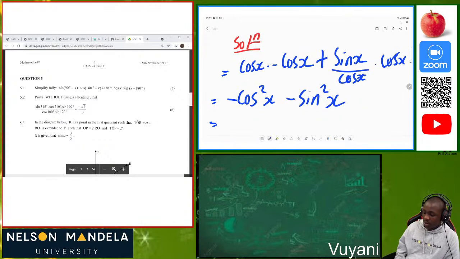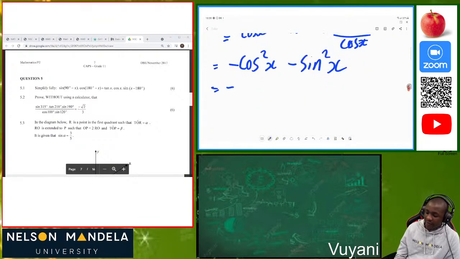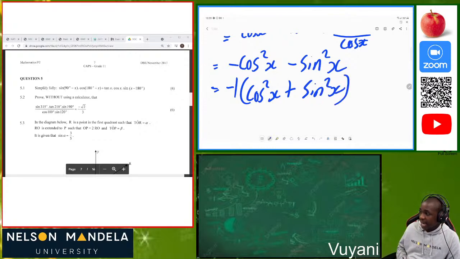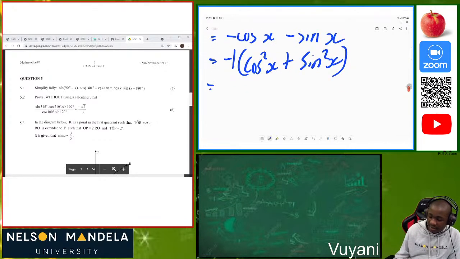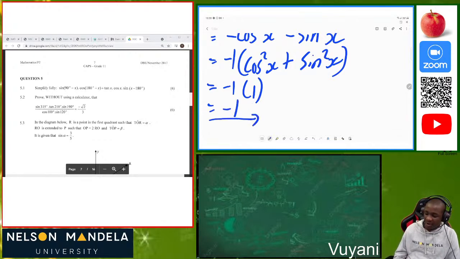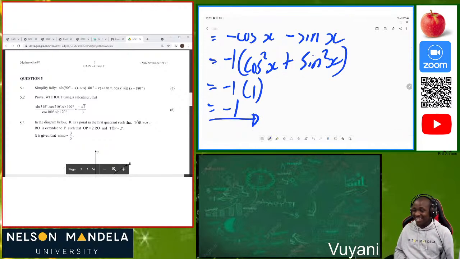Then now the last one, we see that we can have an identity here. When we have negative 1 as our common factor, we're going to end up having cos squared of x plus sine squared of x. And cos squared of x plus sine squared of x is the same as 1, because it's an identity. Then negative 1 times 1, you end up having negative 1. Wow. So our final answer is negative 1.